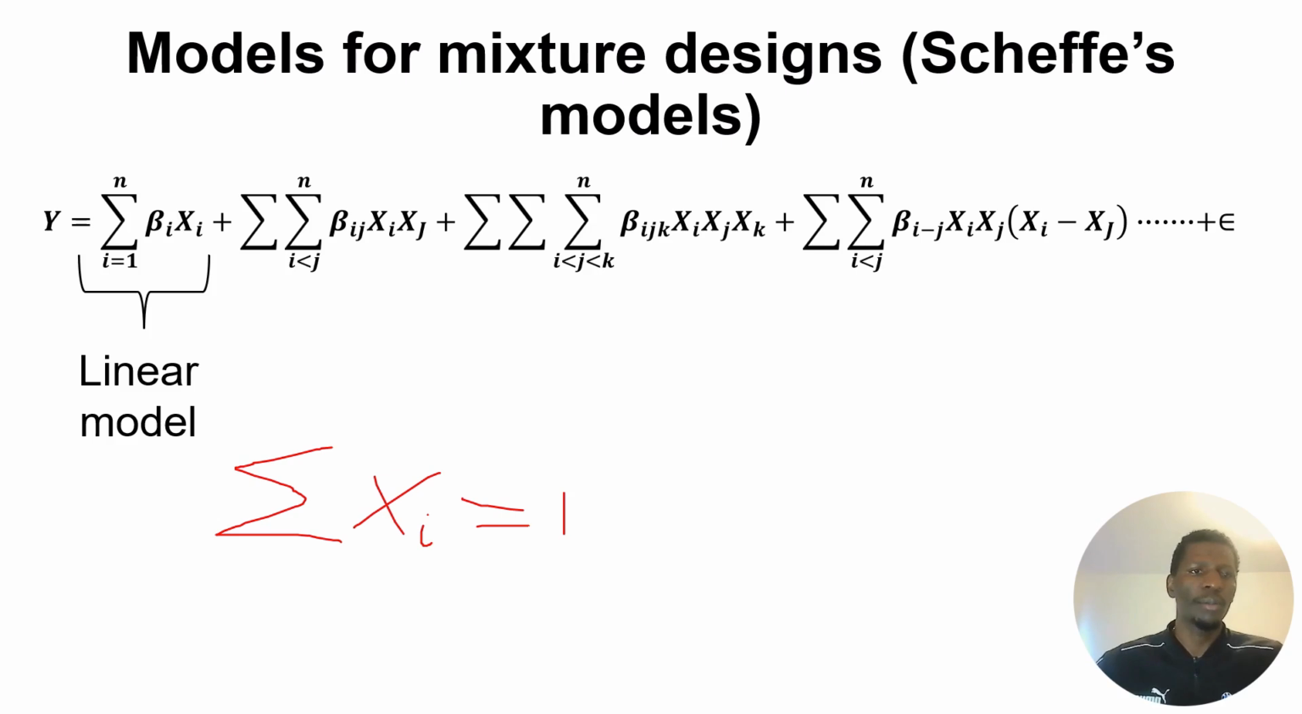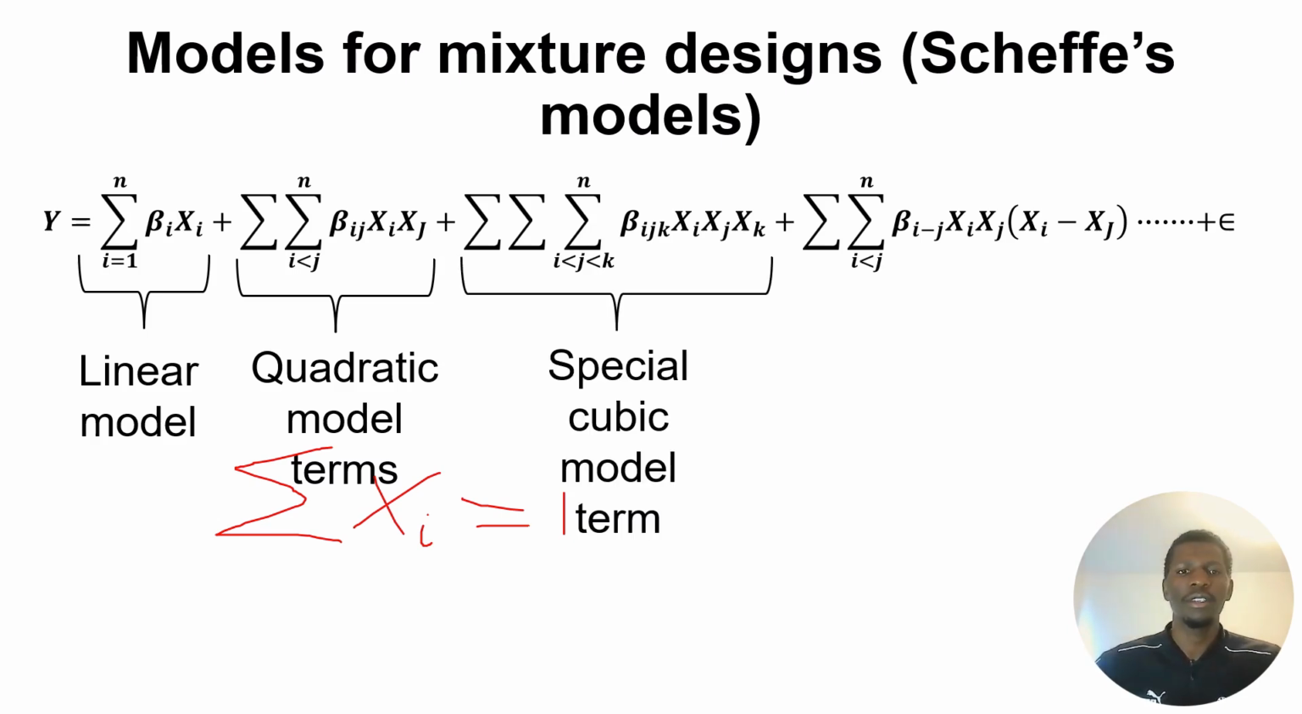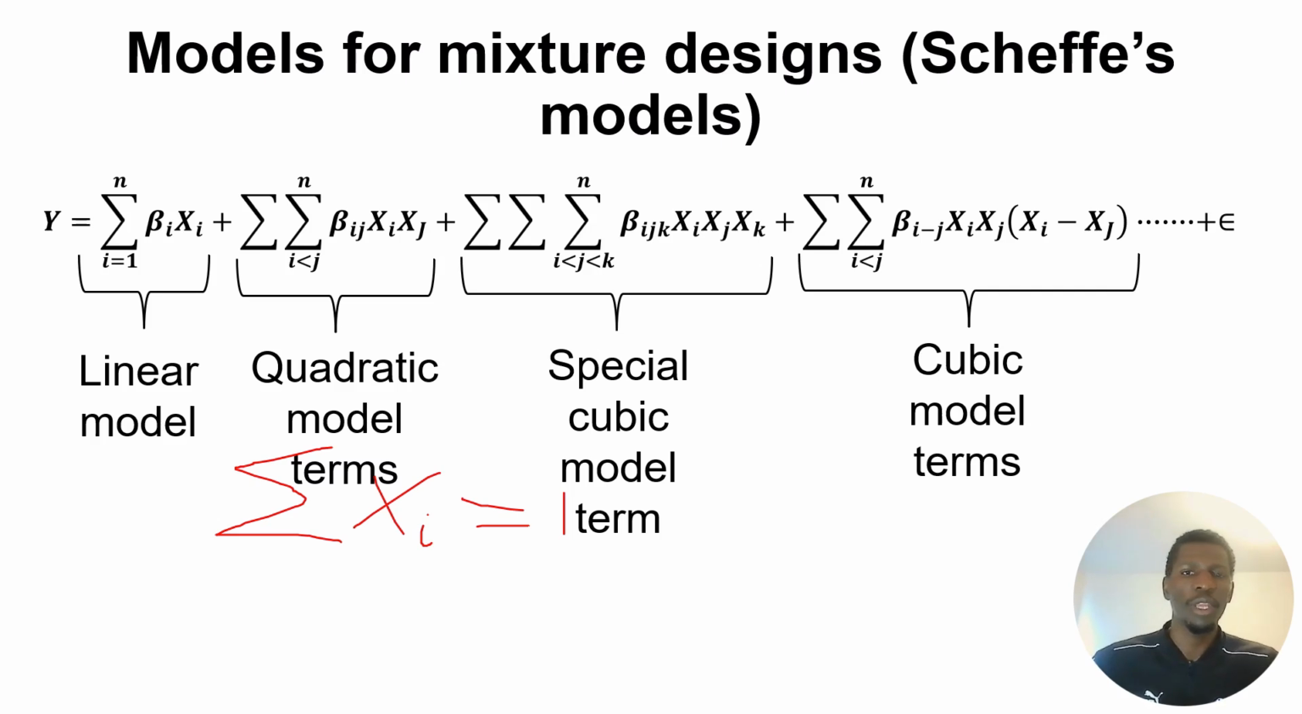The first term here represents the linear model terms, which is just the effect of the single ingredients on the response. The next term is the quadratic term, which is the double interaction effects of the ingredients, how the ingredients interact with each other to affect the response. The third term is the special cubic term, while the fourth term is the real cubic terms.